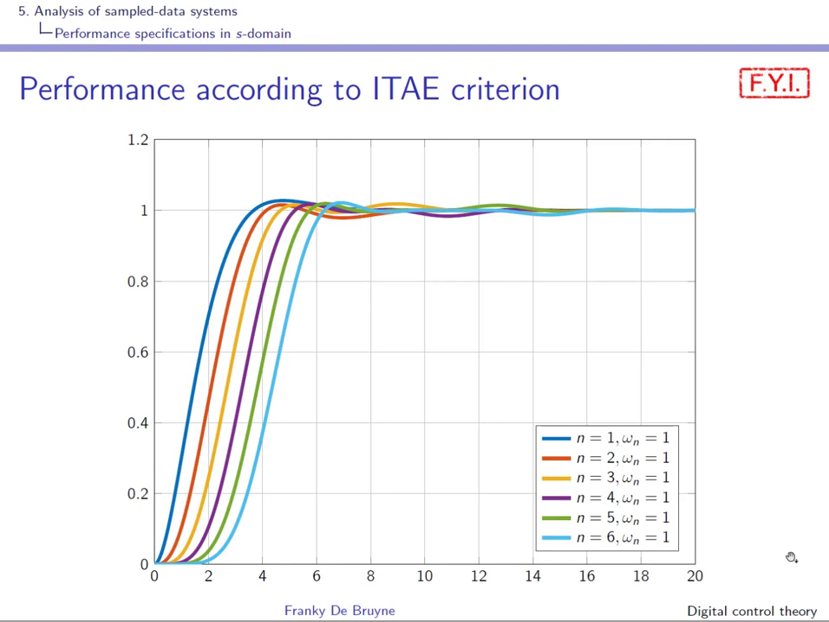Well, for your information, this is how the step responses associated to these 6 transfer functions look. As you can see, the overshoot is limited. There is no way to influence the overshoot. There is only one parameter you can play with, and it's omega n here. For the 6 transfer functions, we have set omega n equal to 1. So in this type of choice of closed loop transfer function, the only parameter that you can play with is omega n to influence, for instance, the settling time.